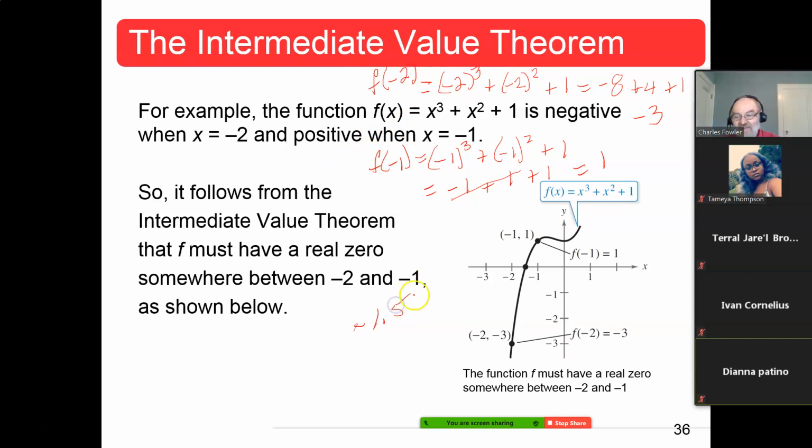negative 1.5. Now, I'm not going to do this in my head anymore because decimals are harder to do, so I'm going to get my calculator.